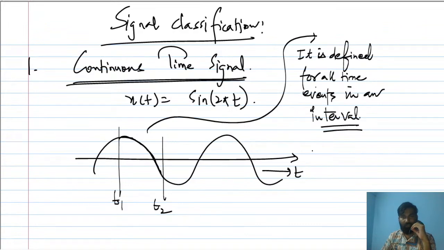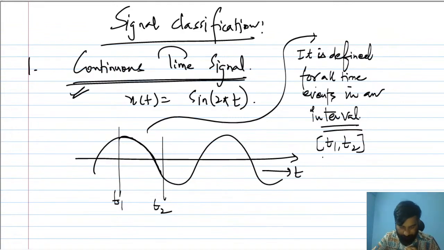This is the interval T1 to T2, and we are using the closed bracket, so T1 is also included here. We're not using an open bracket, so we have to check continuity in the closed interval. So what is the meaning of a discrete time signal then? If it is a continuous time signal, x(t) equal to cos or sine 2 pi t, you can give n number of examples.